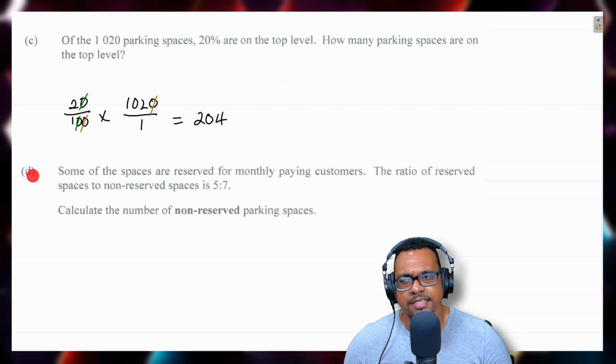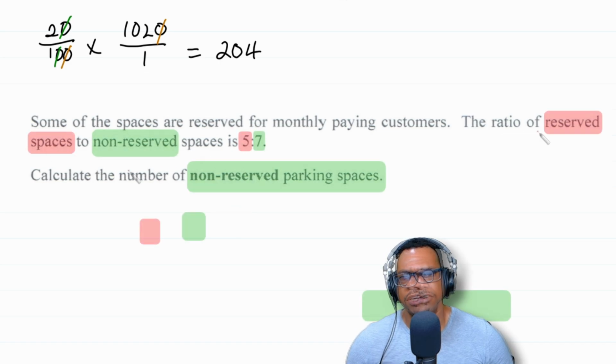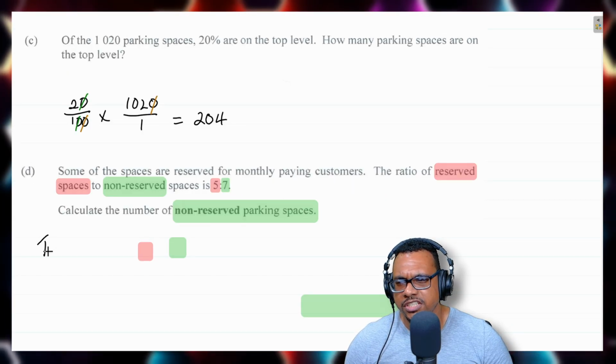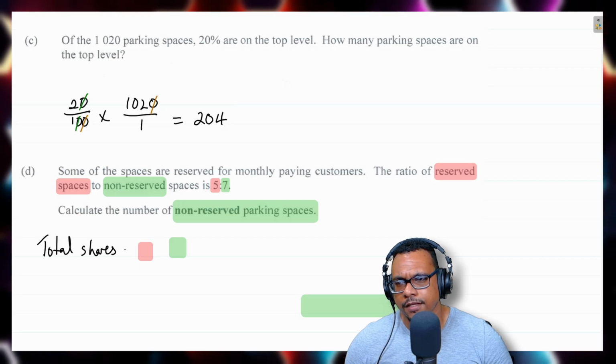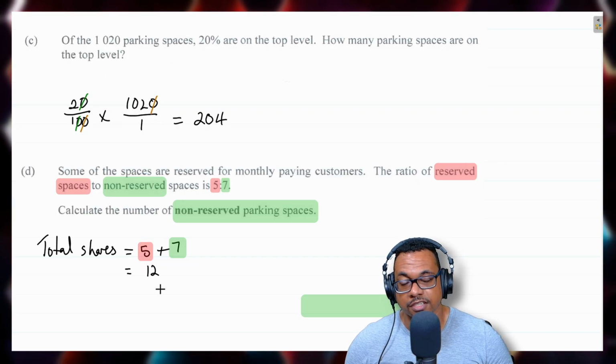So now moving on to part D, we have some spaces reserved for monthly paying customers. The ratio of reserved spaces to non-reserved spaces is 5:7. So on this ratio 5:7, the 5 shares would be the reserved spaces and the 7 shares would be the non-reserved spaces. So what we want to do is calculate the number of non-reserved parking spaces. So we know our total shares is equal to 5 plus 7, and 5 plus 7 is 12, so we have 12 shares in total.